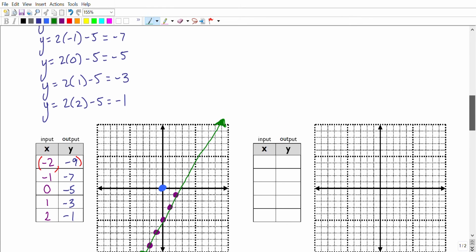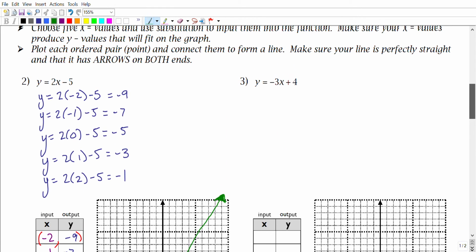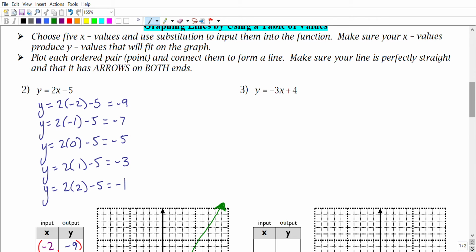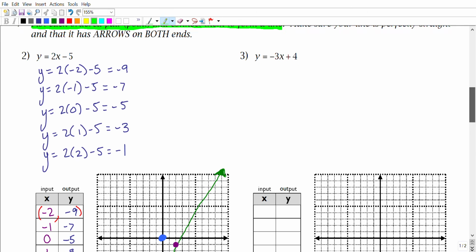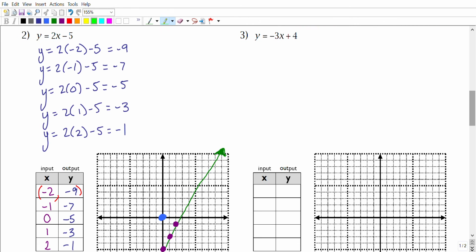Let's verify that we did all of our steps. We chose 5 values and we substituted the input, so my x value is in the function. For the second part, we plotted each ordered pair and connected them to form a line. So it looks like we did our 2 steps. Why don't we pause the video for a second, and I want you to try out number 3.